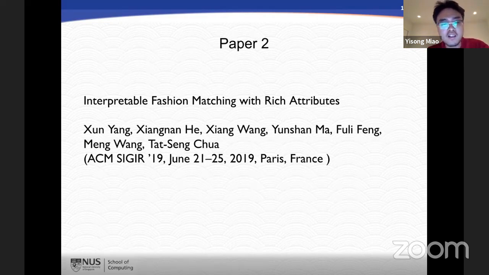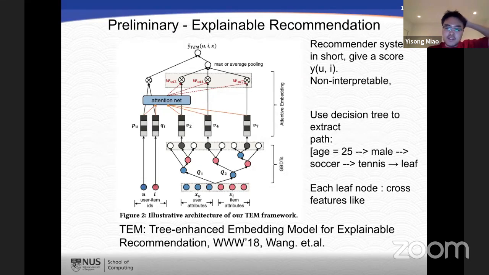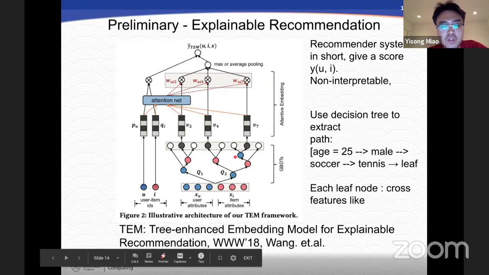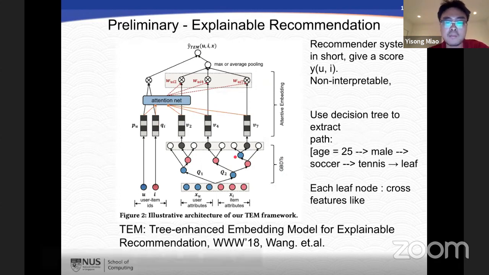I'd like to first give some preliminaries. The preliminary is called TEM. This framework is called TEM. The full name is the Tree Enhanced Embedding Model for Explainable Recommendation. So, talking about explainability or interpretability, it has become a main issue in current advances in neural networks, right? So let's talk about explainability in recommender systems.